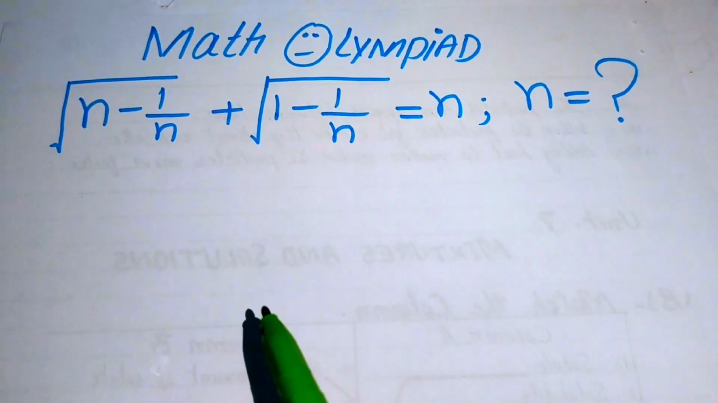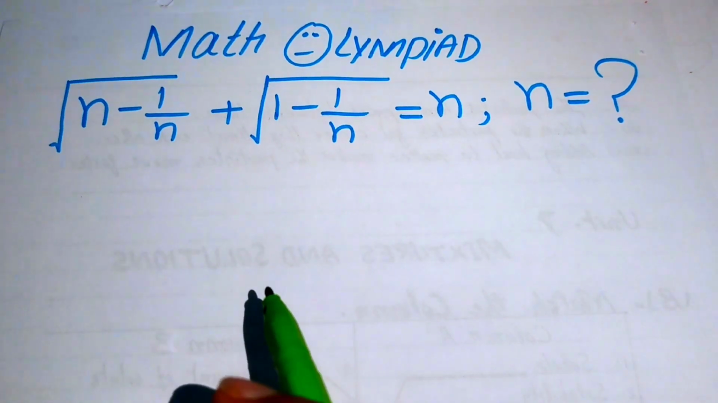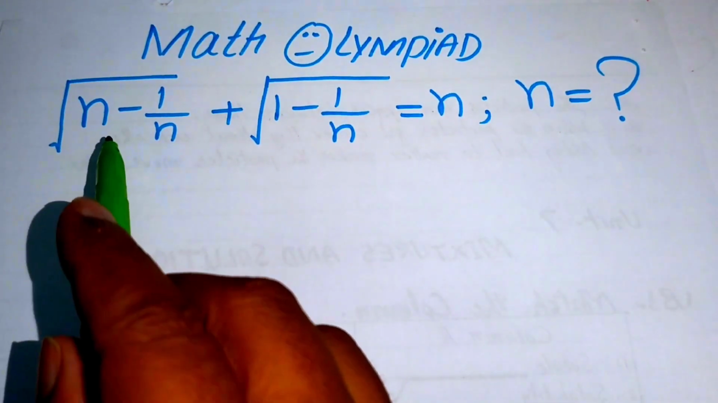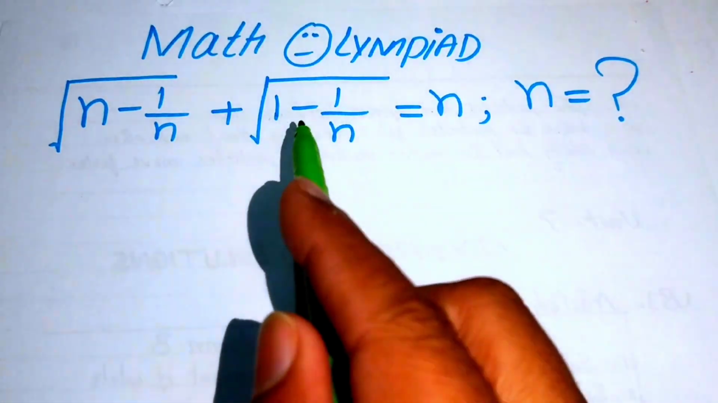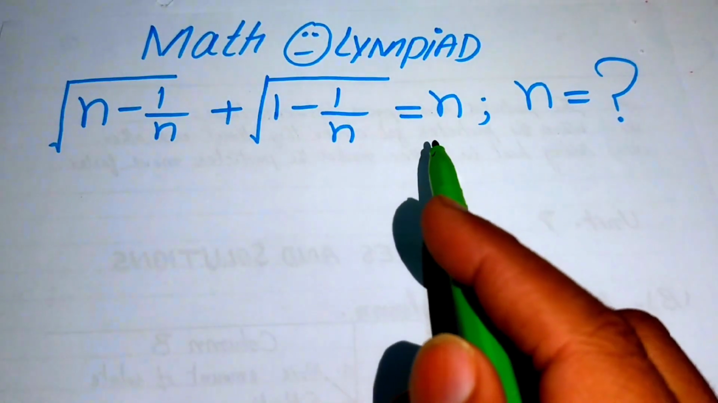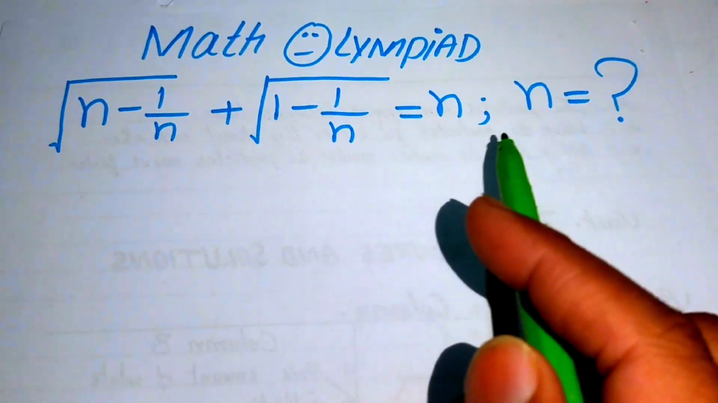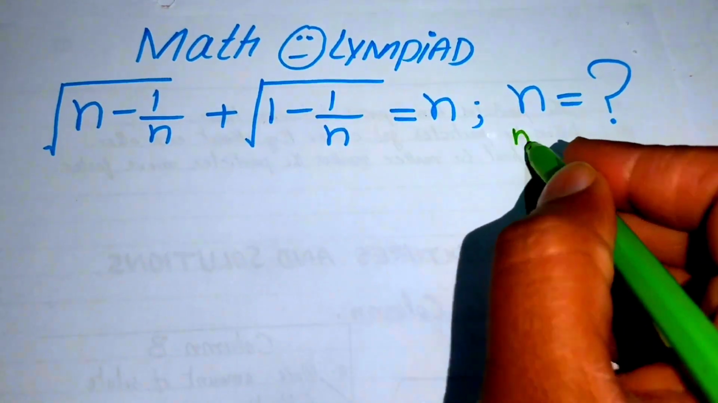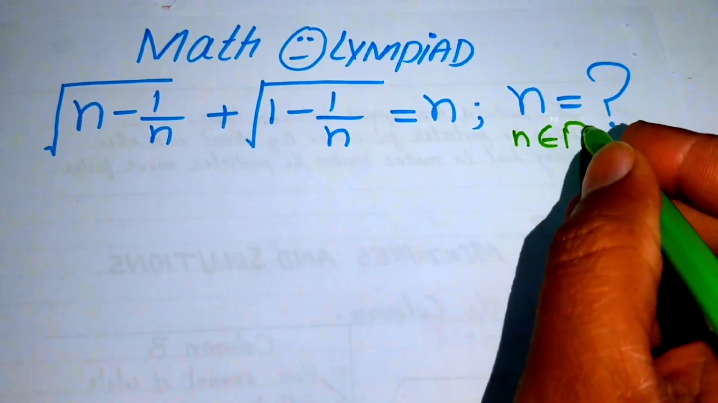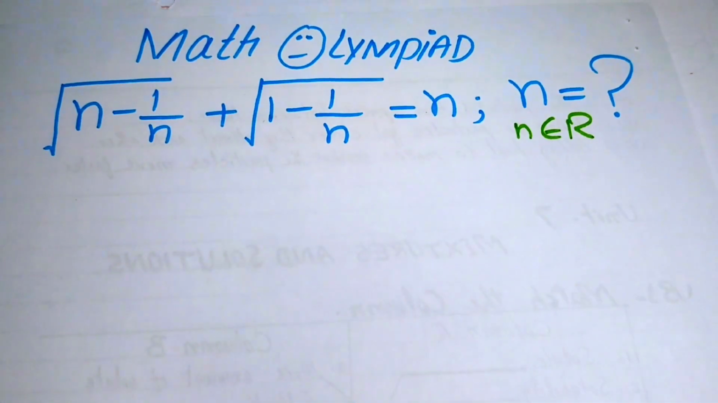In this video we are going to solve this nice math algebra problem, and here we have the square root of (n minus 1) over n, plus the square root of 1 minus 1 over n, equals n, and we will solve this problem for the real values of n. So remember one thing: our n must belong to the real numbers.